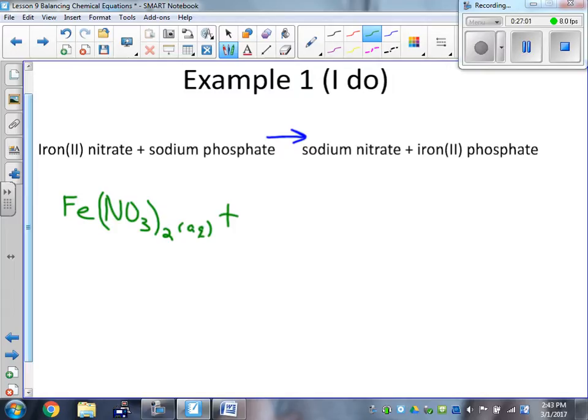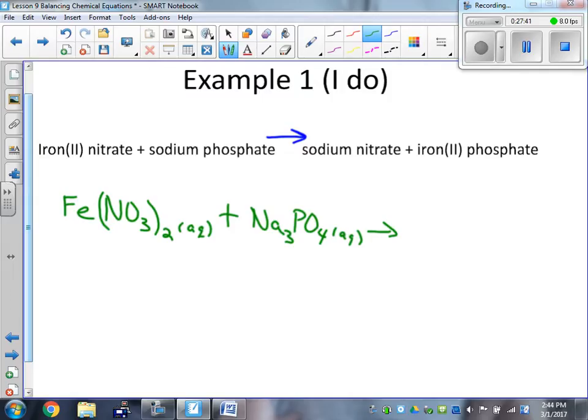Sodium phosphate. Sodium is a 1 plus. Phosphate, top left, 3 minus. The 1 comes over and down, the 3 minus comes over and down. So that's what sodium phosphate should look like. And like I said, if you're not sure what I'm doing here, if you can't figure that out, you better come see me, because this is what we're going to be doing for the next little bit here, guys. And it ain't going to get easier unless we know how to write out those compounds.